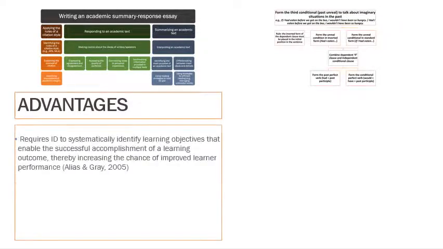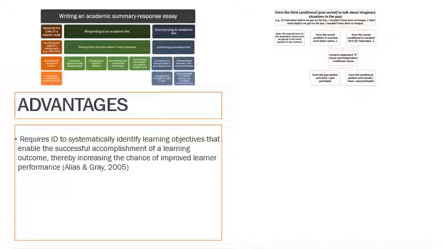Learning hierarchy analysis has advantages and disadvantages. Let's start with advantages. Perhaps the greatest advantage is that it allows instructional designers to systematically determine the entry-level learning objectives and prerequisites involved in the achievement of a learning outcome. For instructors, a learning hierarchy analysis may reveal prerequisites which they hadn't taken into account in their teaching.